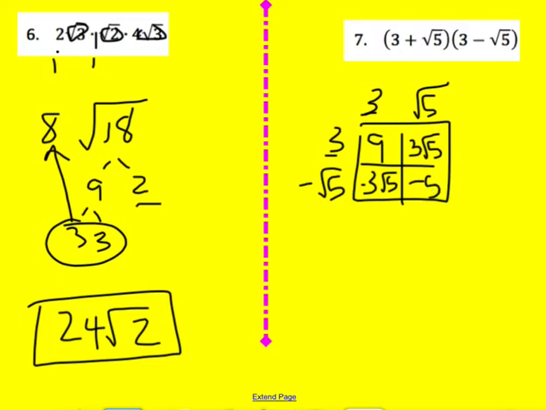Let's do it this way, is negative square root of 25. We'll deal with that in a second. So then I have 9, and 3 square root of 3 and negative 3 square root of 3 are going to cancel out. Then I have minus the square root of 25.